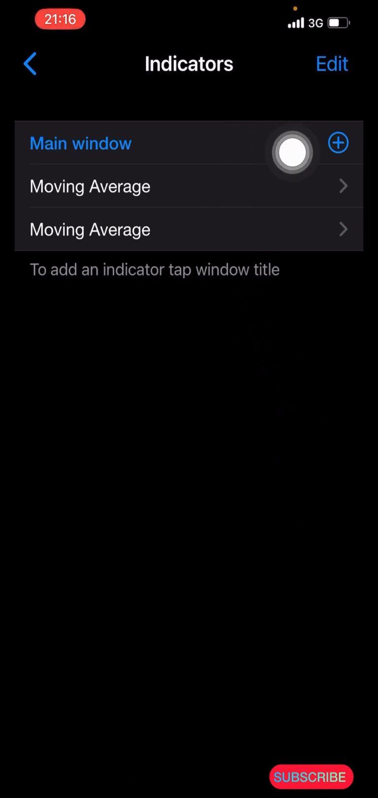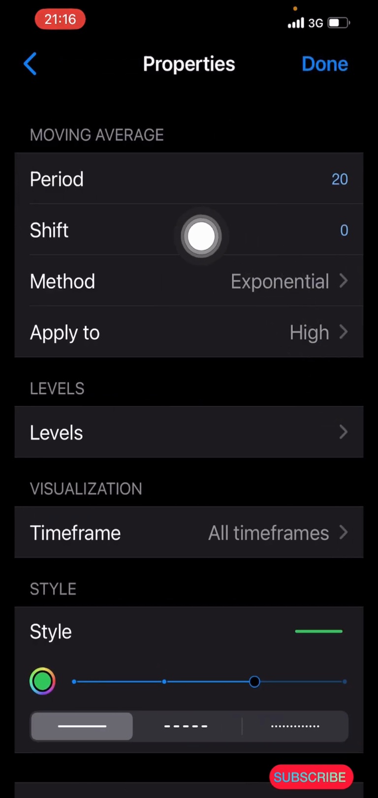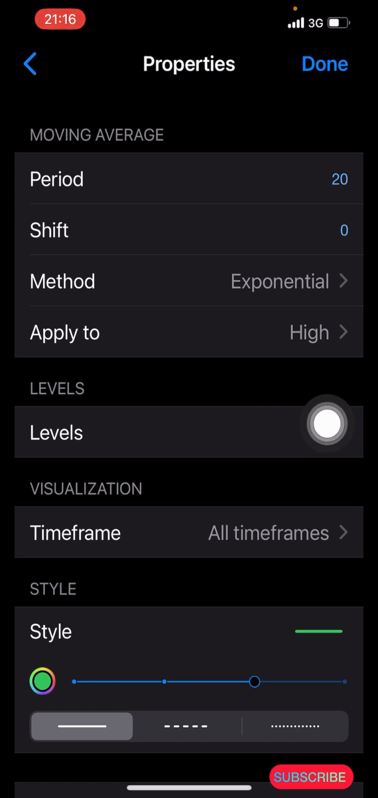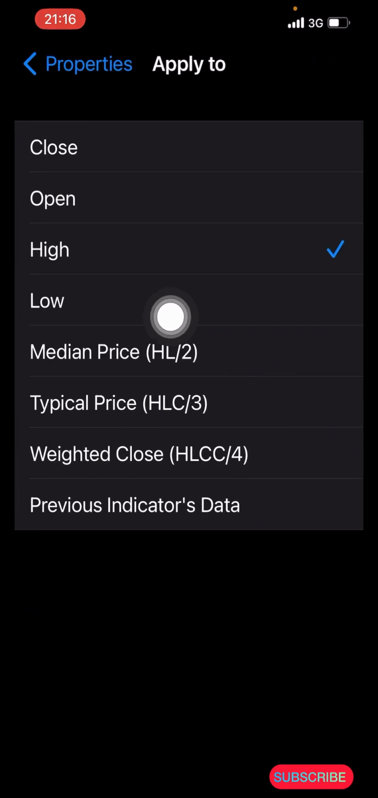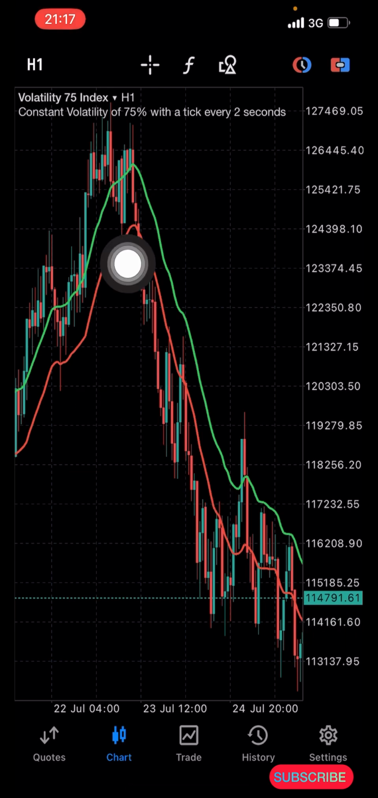All right, now the next indicator we have here is moving average again. So you are going to be clicking on this plus icon here, then you search for moving average again. Now the period is the same as the first one. Everything is the same as the first one. The only thing you need to change here is the apply to. The first one we picked low, so this one you are going to make it high. All right, so take note of that, and then you make the color green for this one. That's all you need to change here. After that, you click on done, then you have the moving average set on your chart like this.